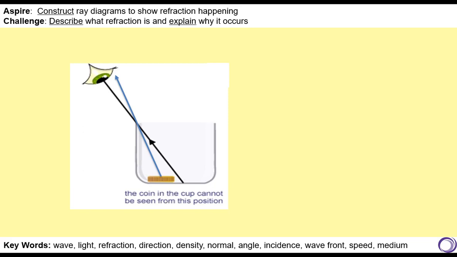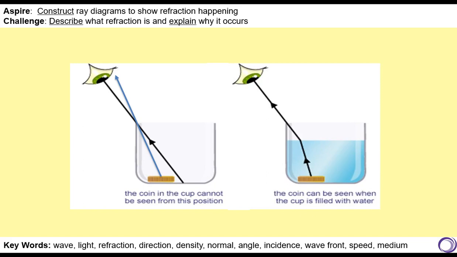Now, what happens when we add water into this beaker? Well, look at what is happening to the light now. The light coming from the coin travels in a straight line through the water, but then when it moves from the water into the air, it bends slightly. It changes direction. And because it changes direction and then continues in a straight line, it can reach your eye. This is what refraction is.